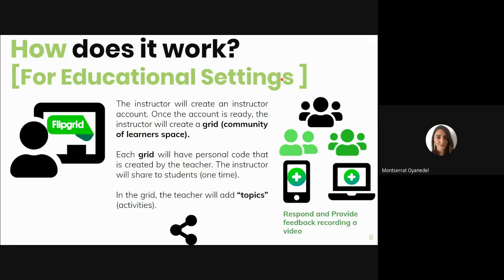On the right side, you can see the learners will access the grid using their phones or their computer, the laptop. They will respond by clicking the green button and providing video feedback. So basically, that's how it works. The teacher will create the account, and the students will access through a code. Basically, how Google Classroom works. It's very similar. You just give the code one time, and then as soon as the students use the same application, they will always get access to it.